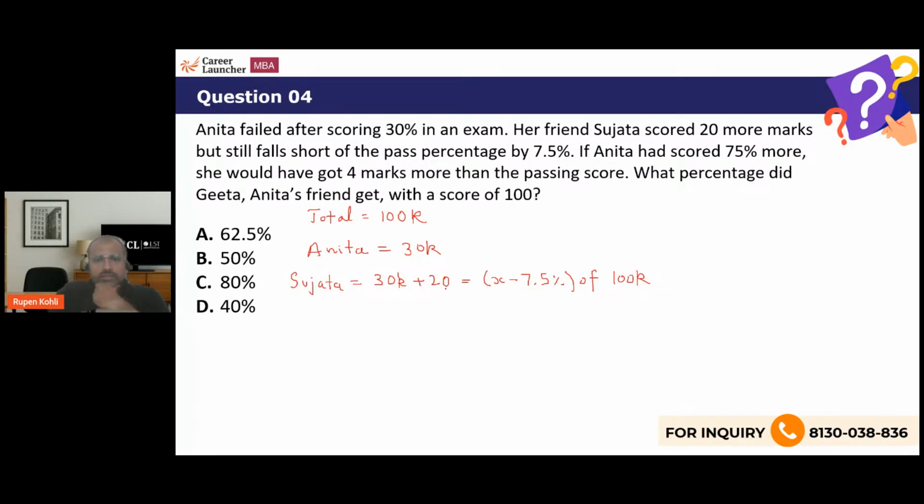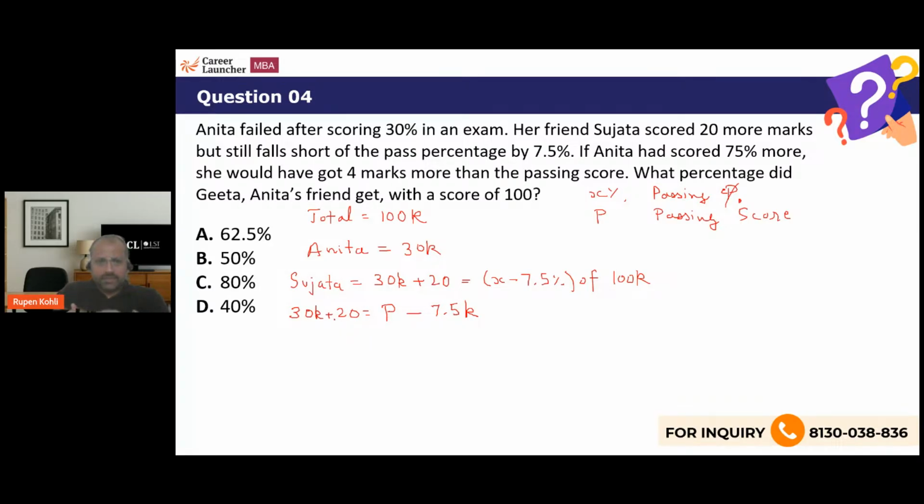All right, so let's work on this now. 30k plus 20 is x percent of 100k. Let's call that the passing score p, minus 7.5% of 100k, which is 7.5k. X percent is the passing percentage, and I'm calling p the passing score, which is x percent of 100k, right? Okay, now this is one equation.